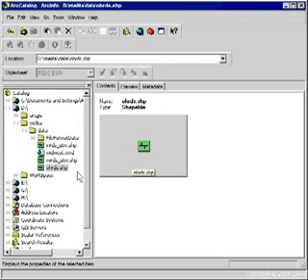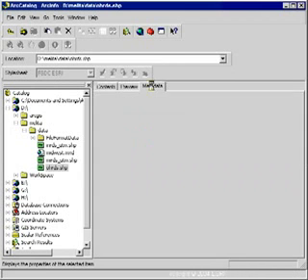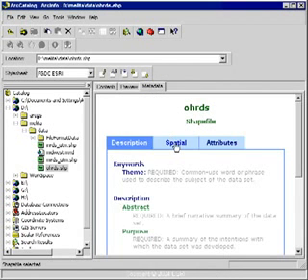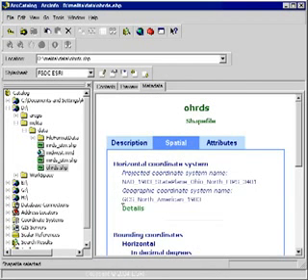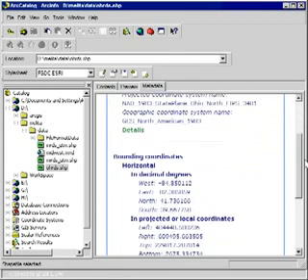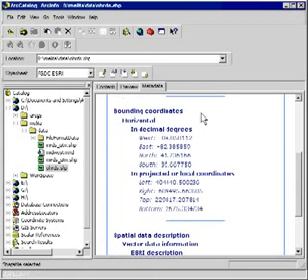Now remember that I said you can also look at the coordinate system in the metadata. So if I go over and click on metadata, and now on the spatial tab, you can see here also the coordinate system is listed. If you scroll down a little bit, you can also see the bounding coordinates. If a data set is in a projected coordinate system, we list the extent both in decimal degrees and in the projected or local coordinates. So here is the extent in state plane coordinates, and here is the extent in decimal degrees.